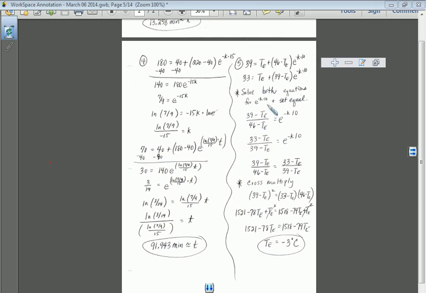Number 5, what I had to do, because I couldn't go any further. I plugged in the information I was given, and I really couldn't go any further. So what I did was, I looked.